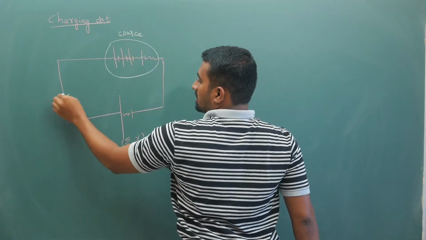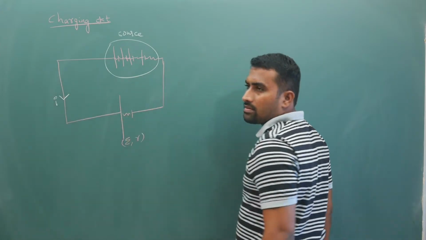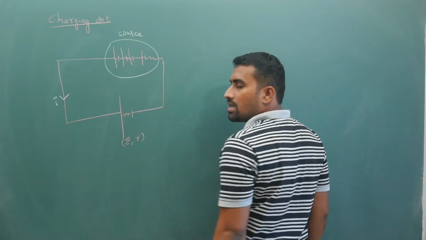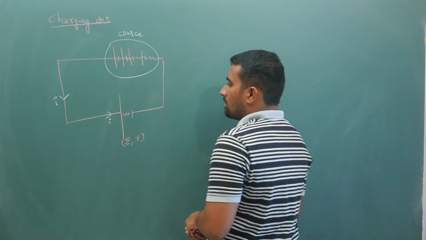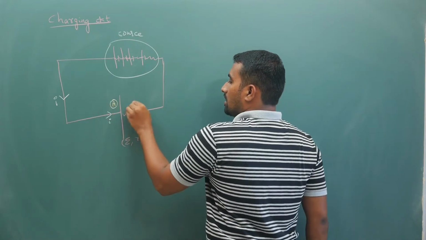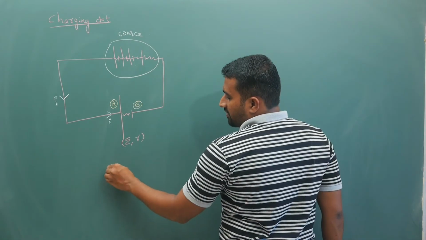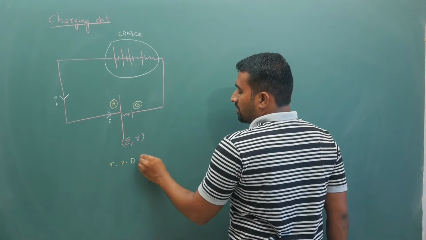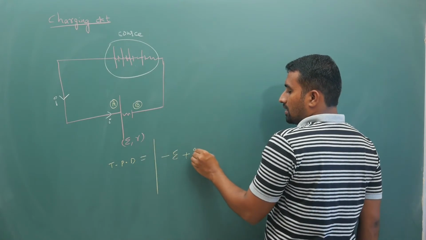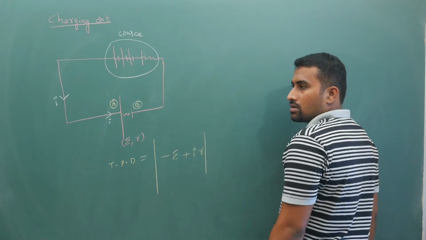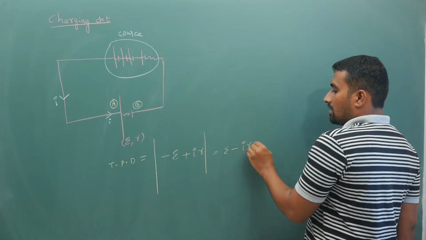It is charging the battery. Usually current flows out of the positive terminal, but here some other source is pushing the current through this battery. If current is flowing through this battery, and this is marked as A and this as B, then if you take the terminal potential difference, traveling through the battery, it is minus E plus Ir. So indirectly it is once again E minus Ir.